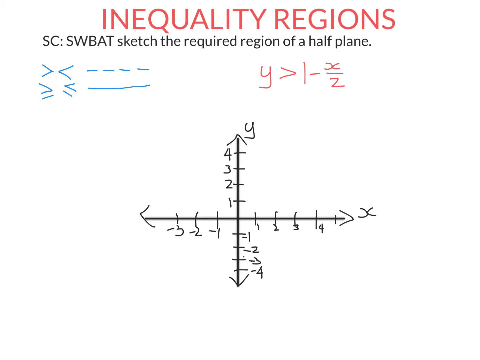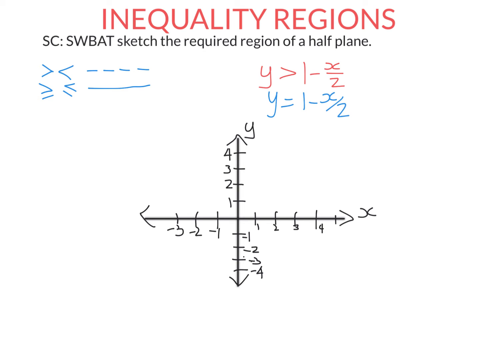See, the thing is, there are infinitely many points in this plane that satisfy this inequality. We're just going to shade all of those points in. So when you're asked to graph an inequality like this, start by graphing the equality, the equation. We're going to graph the equation y equals 1 minus x over 2.